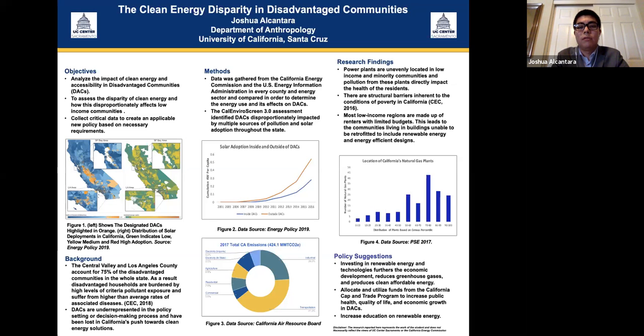These improvements further economic development by job growth and stimulating the local economy. They also reduce greenhouse gases and produce clean, affordable energy. One way this could be accomplished is by allocating and utilizing funds from the California Cap and Trade program to increase public health, quality of life, and economic growth for disadvantaged communities. Thank you very much.